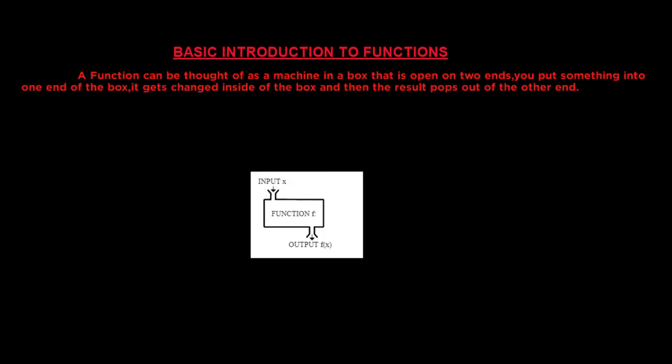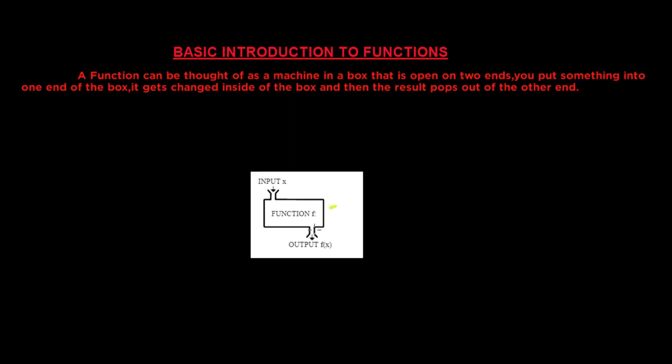Okay, so a function can be thought of as a machine in a box that is open on two ends. You put something on one end of the box, it gets changed inside of the box, and then the result pops out of the other end. So now you have a very large box, and then you have, let's say, two holes, one at the top of the box and one at the bottom of the box. So you have a very useful machine, which is the function inside that box. Once you put acceptable input values, the machine transforms those input values and then produces the output, which comes out from the other side of the box, which is the bottom part.